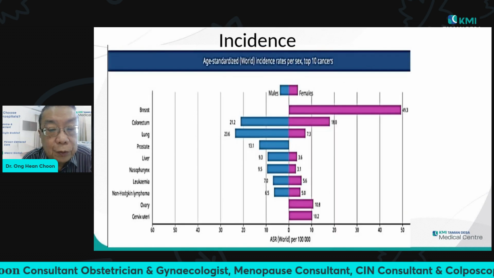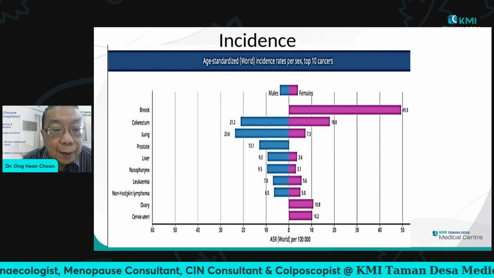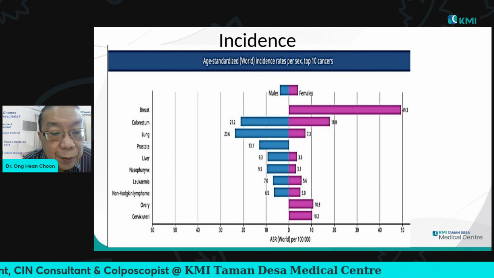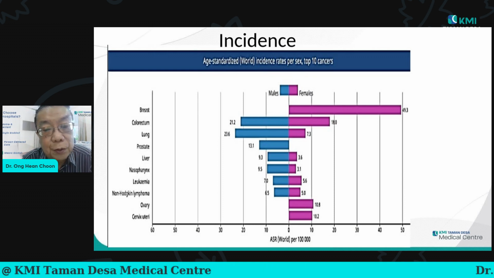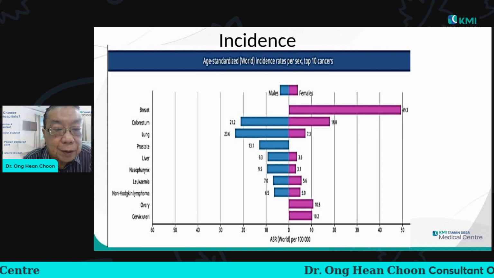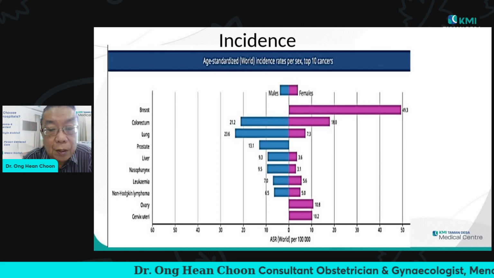Now, if you look at world incidence, same thing, the cervix cancer comes somewhere in the lower part of the statistics. So therefore, it is not the most common cancer. In women, breast is still important, and colorectal cancer is very important, and so is ovary.